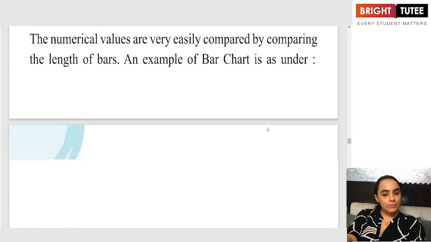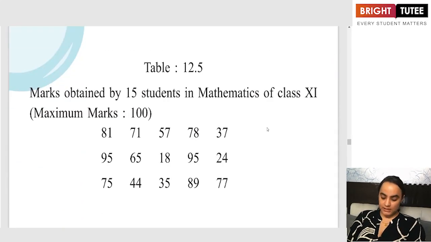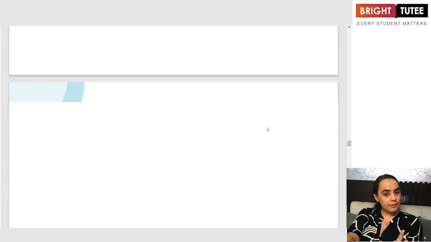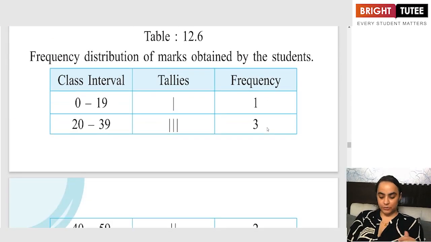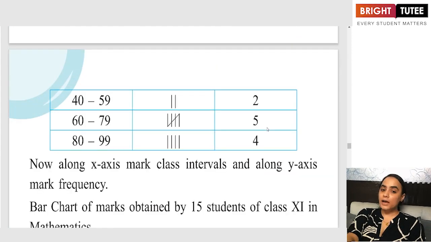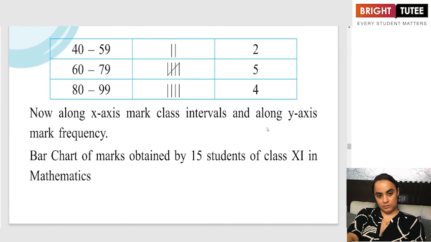And the height of your rectangle will show the frequency. Fine. So what am I going to do? Again, the data is given to you. 15 students have obtained the following marks in mathematics. The first thing that I will always do prior to graphical representation is to tabulate the data. I have tabulated the data. As you can see, class interval is the first column, tally marks the second column, and frequency the third column. When you are tabulating the data, table number and table title are very important. Without that, believe me, you will not get your mark.